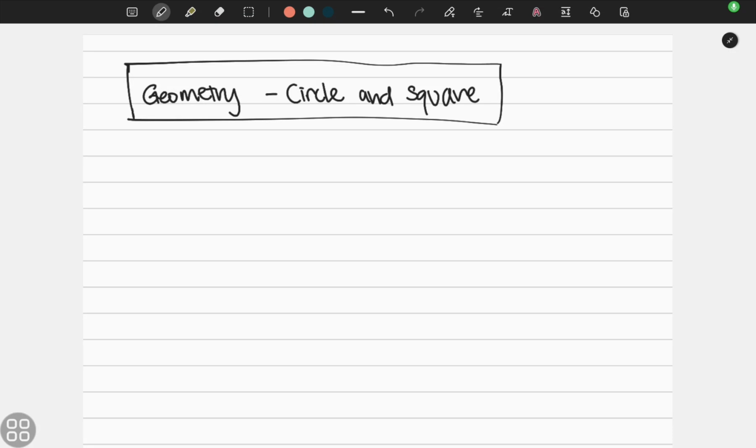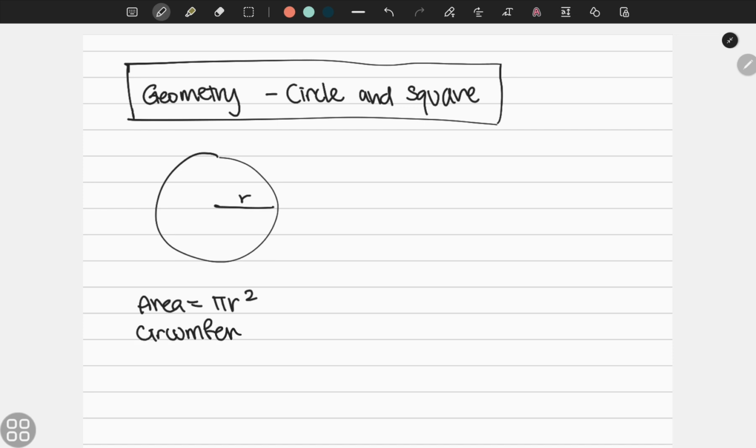Next video, we're going to talk about geometry, circles and squares, and the relationship between these two shapes. So firstly, for a circle, we know that we have the radius, we also have the circumference, and to find the area, the formula for that is pi r squared. The formula for circumference is 2 pi r.